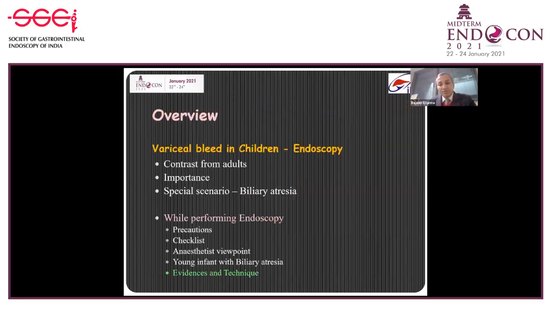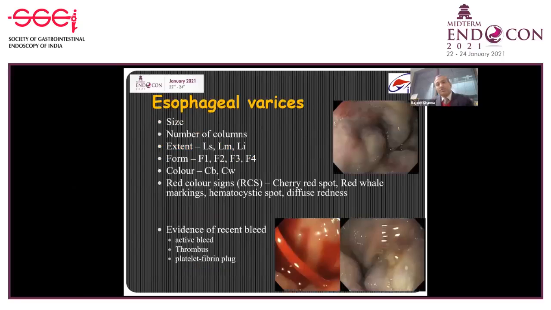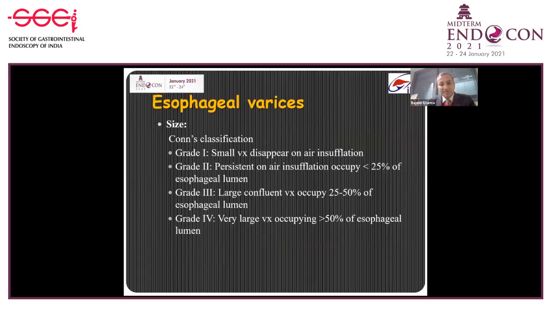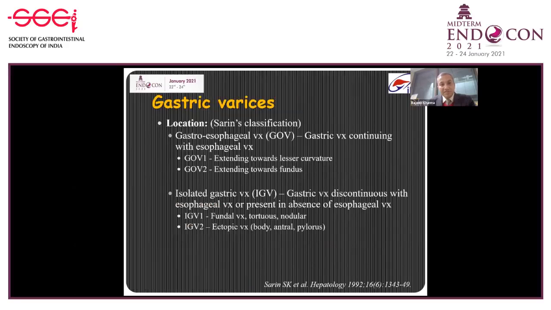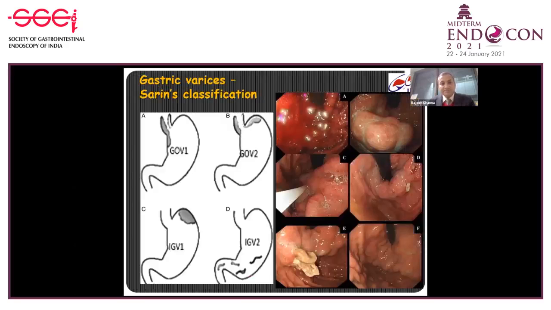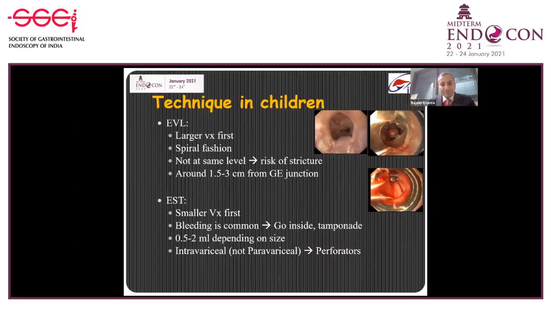So now coming to the evidence and technique. The esophageal varices, as we know, are classified as per the same classification as in adults. The size, number, extent, form, color, red color signs, and evidence of active bleeding are graded as grade 1 to grade 4, and also as per the AASLD classification for better comparison, as small varices or large varices, less than or more than or equal to 5 mm in diameter. Gastric varices are classified as per Sarin's classification as gastroesophageal or isolated gastric varices. So these are the pictures.